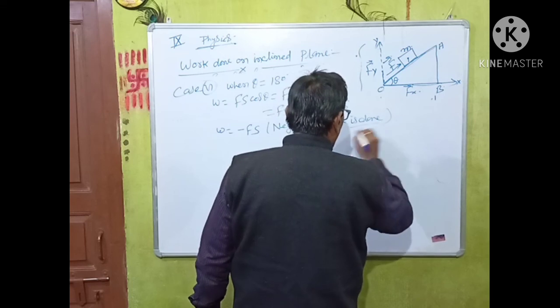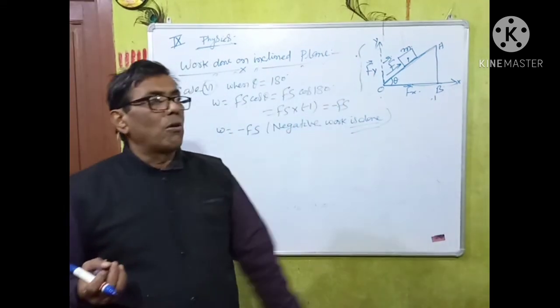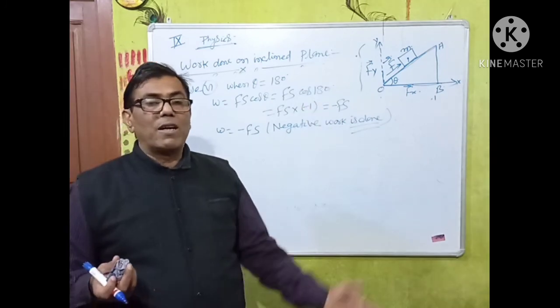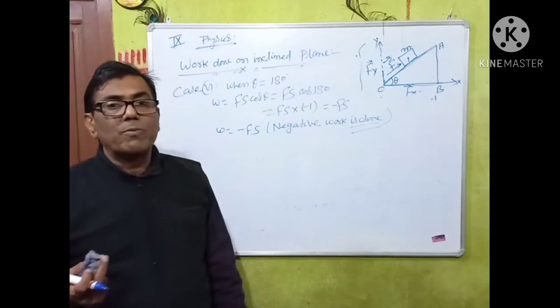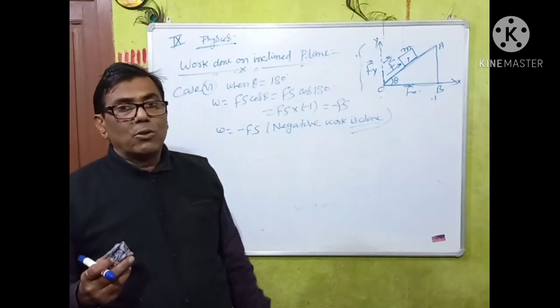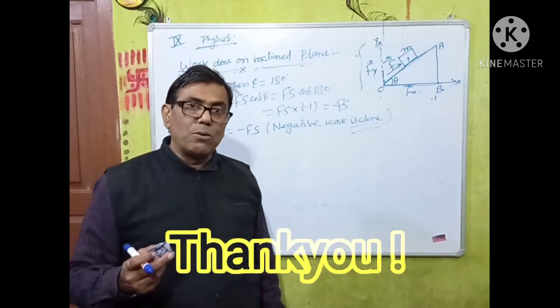For example, when we hit a ball on a wall vertically, it bounces back toward the observer. So this is also known as negative work done. Thank you.